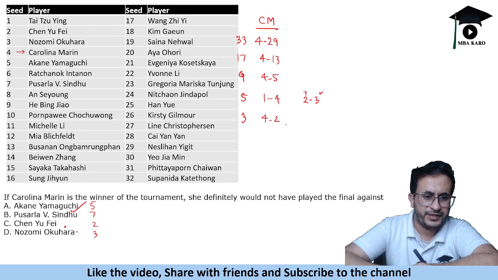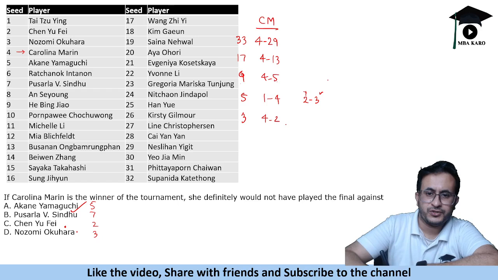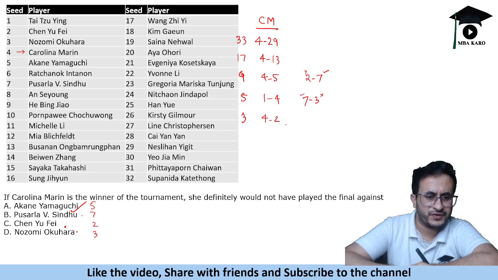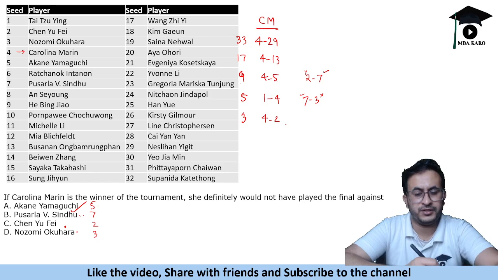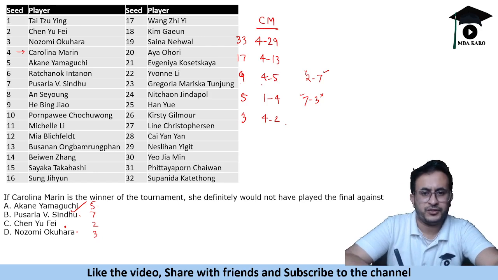If you want to see how it is 4 versus 7, here a match is 2 versus 7. If 2 does not win, 7 wins. So it is going to be 7 versus 3. And if 3 does not win, 7 wins, it could be 4 versus 7. So all others are possible. 4 versus 5 is not possible, because that will happen in the quarter final itself.